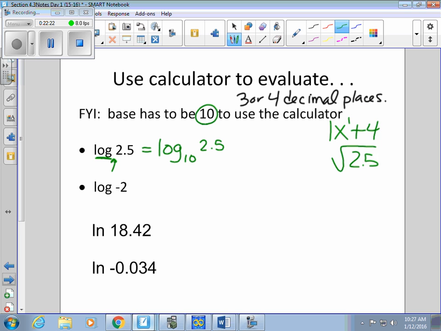I don't have to rewrite it as log to the base 10 of 2.5. What your brains need to understand as you're training them is that when you don't see the base and you see the word log, it's understood that the base is 10. And this is when you can use your calculator.